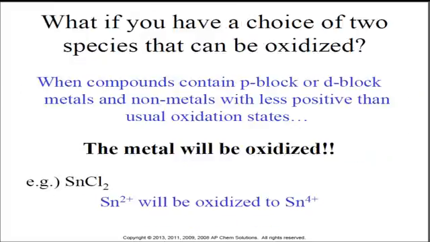So what do you do if you have a choice of two species that can be oxidized? When compounds have P or D block metals and nonmetals with less positive than usual oxidation states, then the metal is going to be oxidized. So when we have Sn2+ chloride here, the Sn2+ is going to be oxidized to Sn4+ as opposed to the chlorine being oxidized.